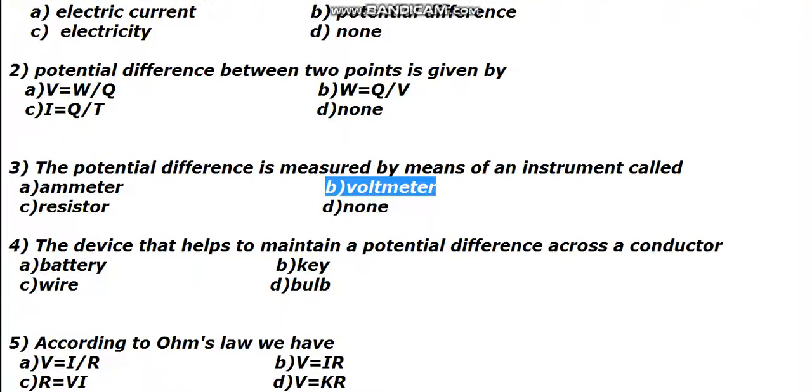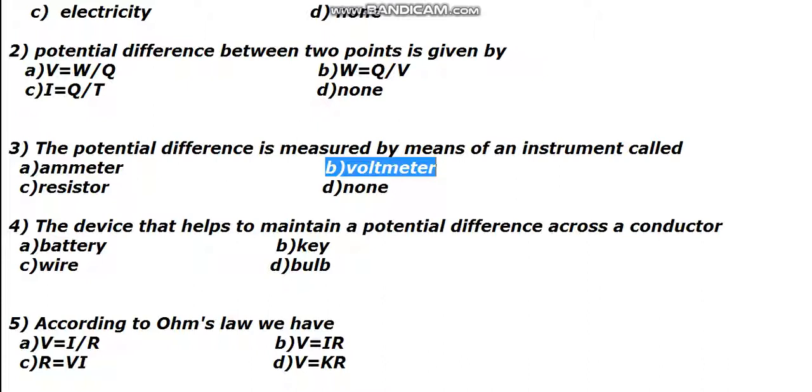Next, the fourth one is: the device that helps to maintain a potential difference across a conductor. Until and unless there is a difference in voltage, electrons don't move through the conductor. So a potential difference is necessary, and it is created in the circuit with the help of a battery. Very simple. The potential difference in the circuit is created by the battery. A is the correct answer.